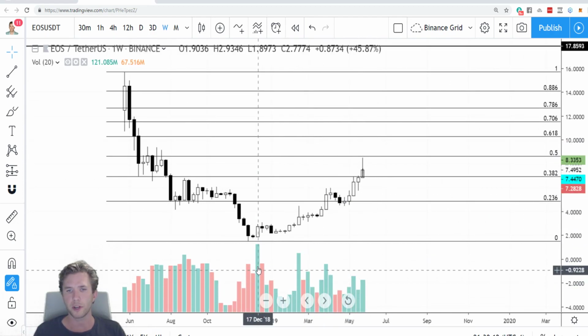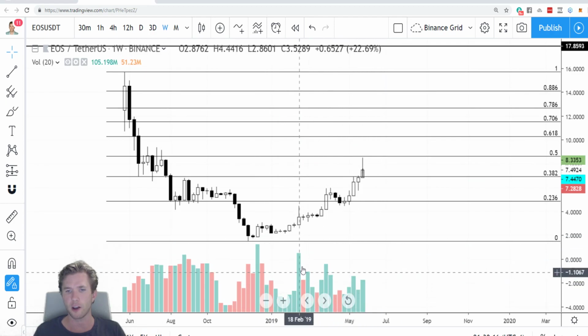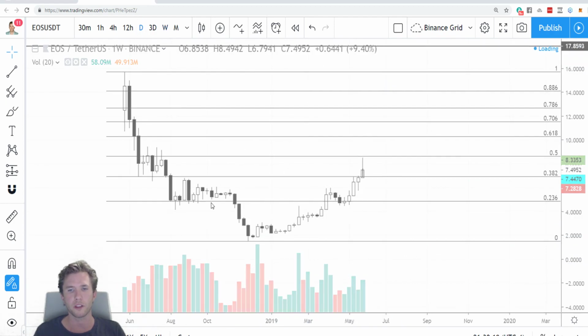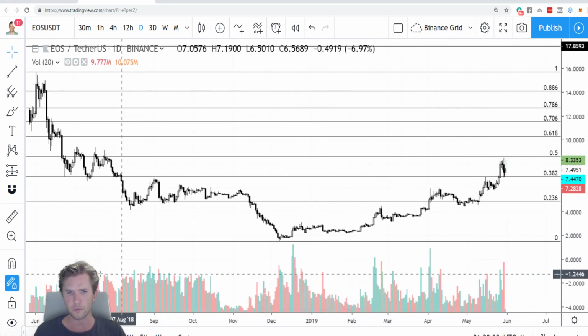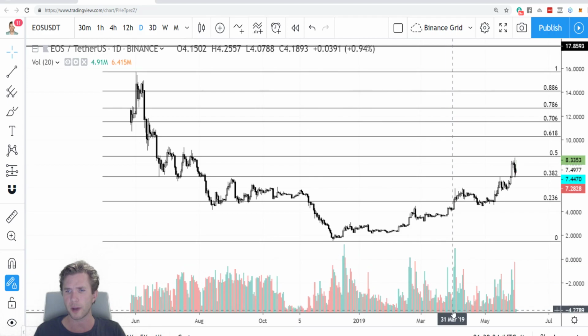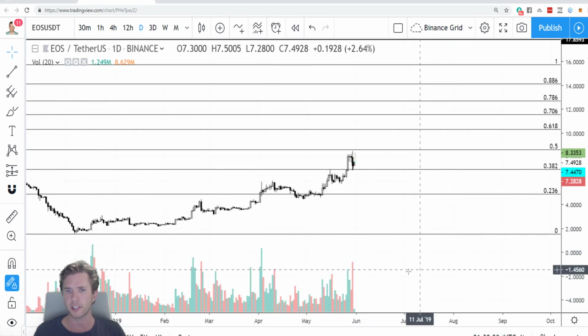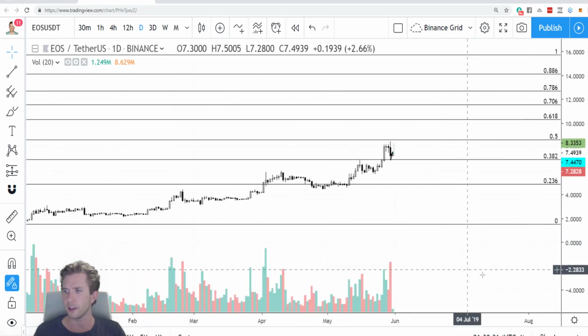The volume's pretty good. As the price has gone up here, the volume has been steadily going down, but it's mostly buy volume on the weekly. On the daily, the volume's been pretty consistent, especially from the bottom here. You see massive buy spikes, massive buy spikes, massive buy spikes. We just had our big first sell spike, considering.